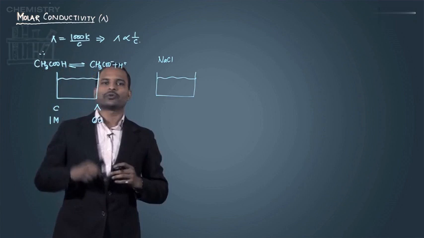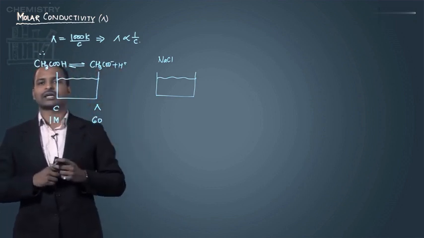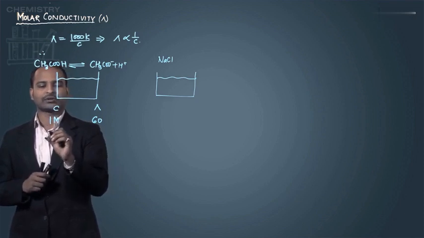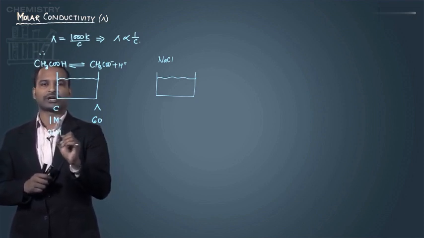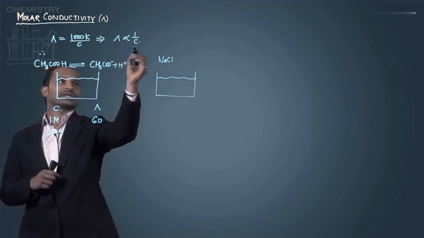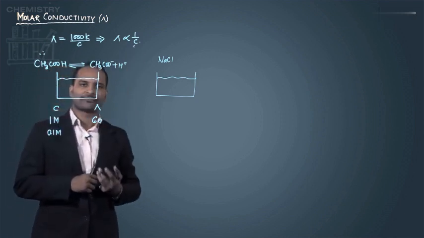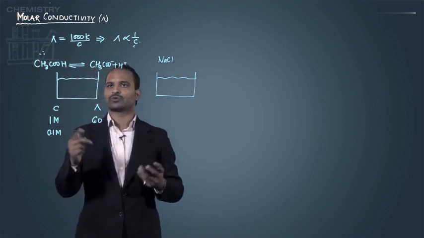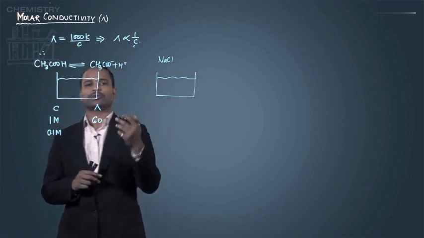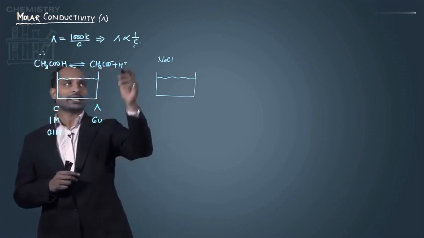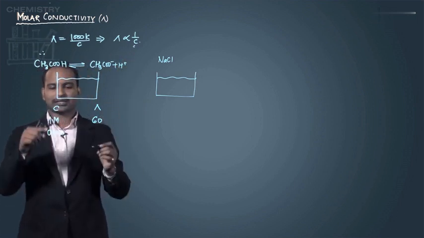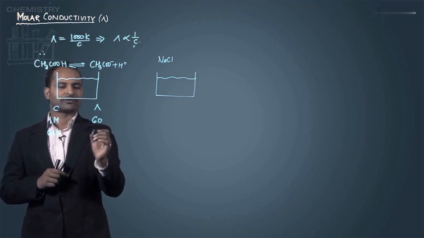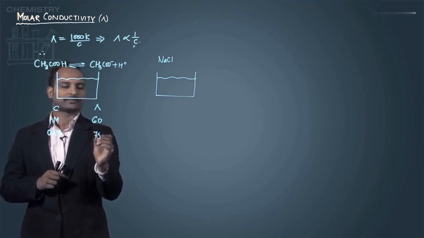So I added a small amount of more water. When more water is added, that means dilution is carried out or the concentration is reduced. Let the concentration reduce to 0.1 molar. As the concentration decreases, more ions are forming, because on dilution more dissociation occurs, and due to which the molar conductivity will increase. From 60 it becomes 75.